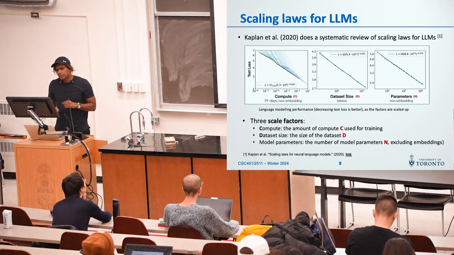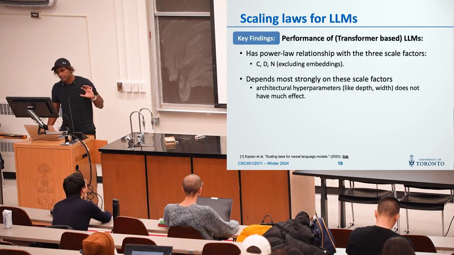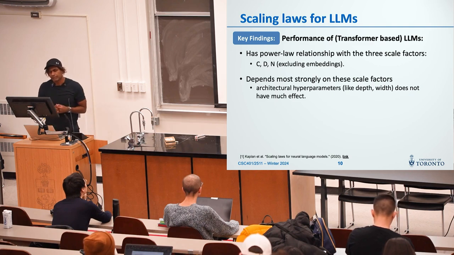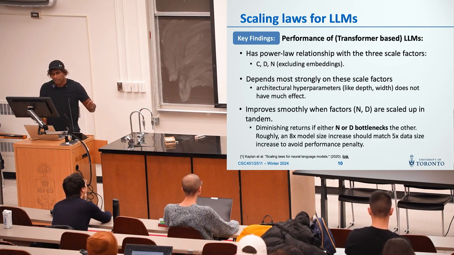As you can see, the performance of transformer-based LLMs has a power-law relationship with these three scale factors, C, D and N. Other hyperparameters like depth, width, and architectural variations do not matter as much.